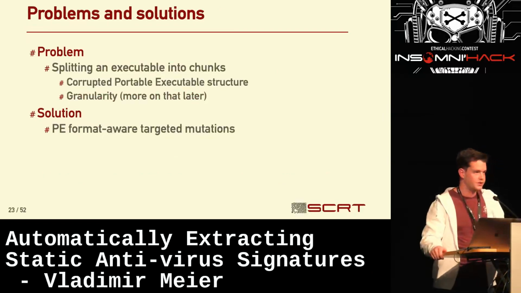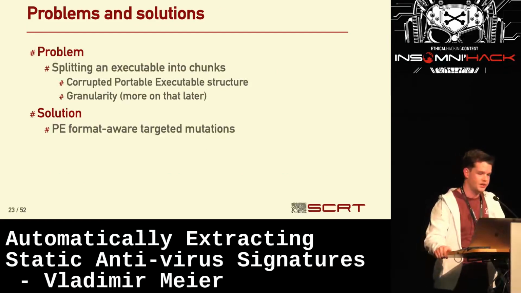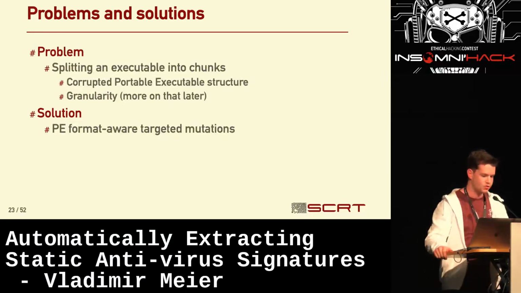The problem with this methodology is that when you split executable files into chunks, you assume that the antivirus might treat the chunks the same way as it might treat an entire executable file. That's because of the portable executable structure. If you break it, the antivirus has no way to know that it's an actual executable, so it might skip scanning it. And the second reason is granularity, but more on that later. The solution for us was to still do mutations, but ones that are aware of the PE format.